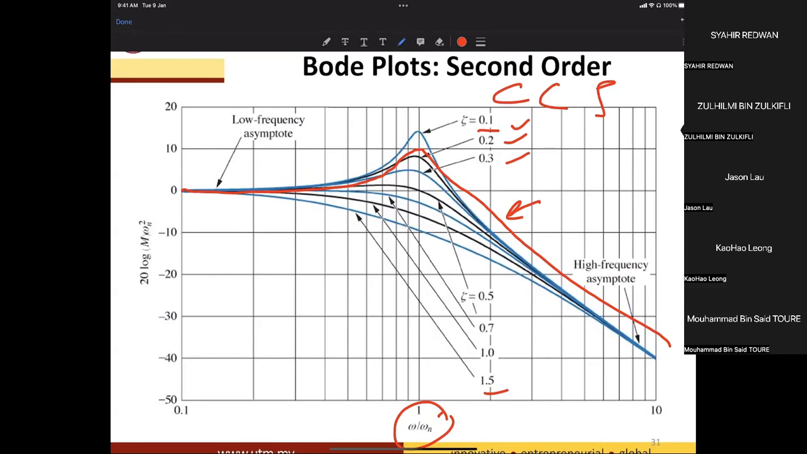If you have a magnitude response of the red line, what is the estimation zeta value?